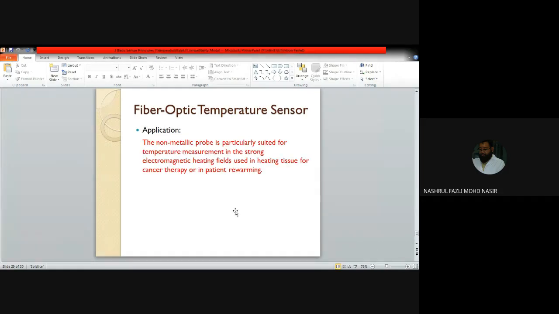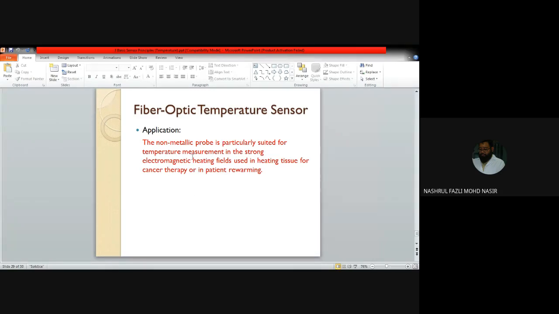Application. Just one more slide to go, which is the reference. The non-metallic probe is particularly suited for temperature measurement in the strong electromagnetic heating fields used in heating tissue for cancer therapy or in patient rewarming. So these are the applications. You can find more applications, maybe on the internet. This is just a guide, not a guideline. If you want to know more about the applications, maybe you can find it there on the internet. So for now there are these two.